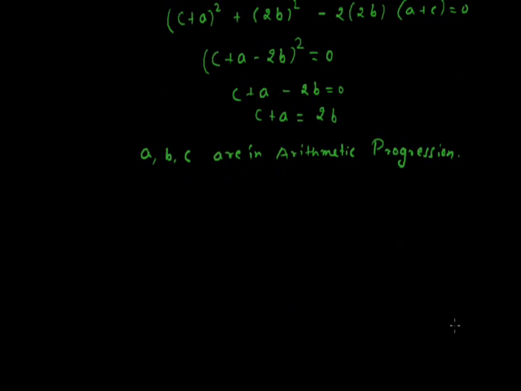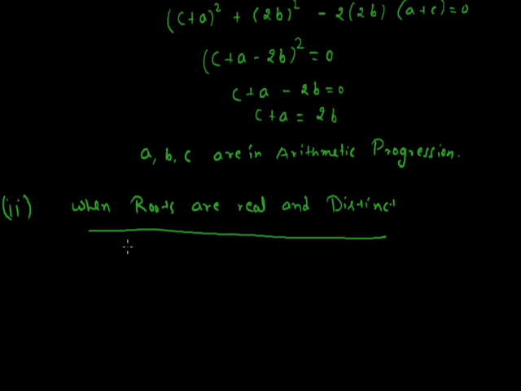Now these are some of the examples on roots are real and equal. Now second case, when roots are real and distinct. If the roots are real and distinct, then the discriminant will be greater than 0. If the discriminant is greater than 0, then it will give roots real and distinct. We are taking some examples on roots real and distinct.